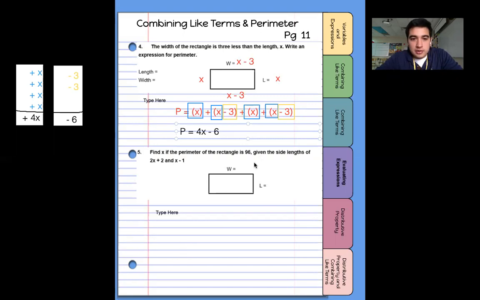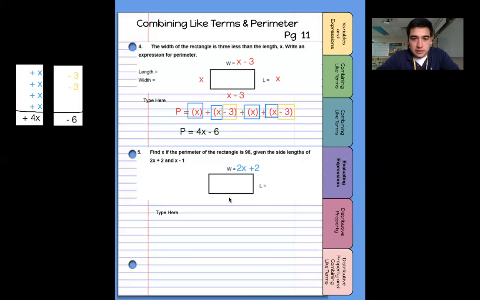So I want to find x if the perimeter of the rectangle is 96, given the side lengths of 2x plus 2 and x minus 1. So here, they give us the side length. We don't have to do anything with that. That's good. So let's write these in a different color. So this is going to be 2x plus 2. It doesn't matter which side because they don't really specify here.